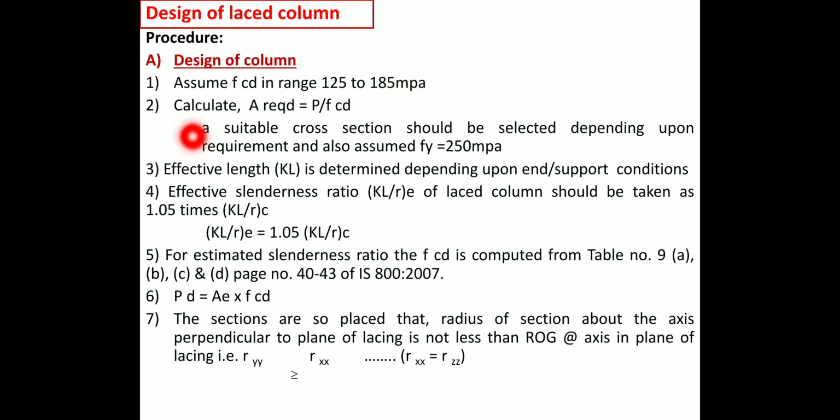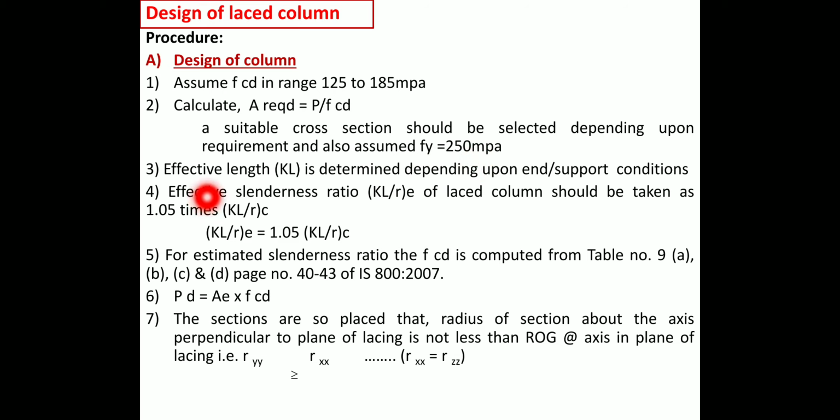Then the second step is to calculate the area required for the design of the column. We can take the ratio of the load divided by the design compressive stress, which can be denoted by P by fcd. A suitable cross section should be selected depending upon the requirement, and we can also assume the fy value is equal to 250 MPa.